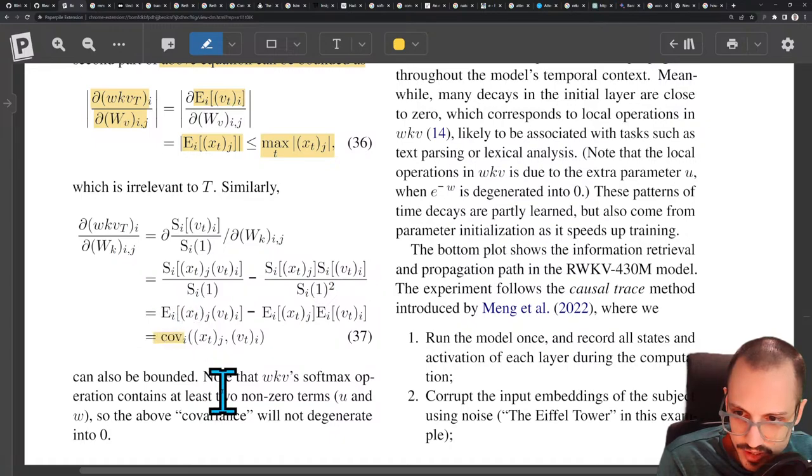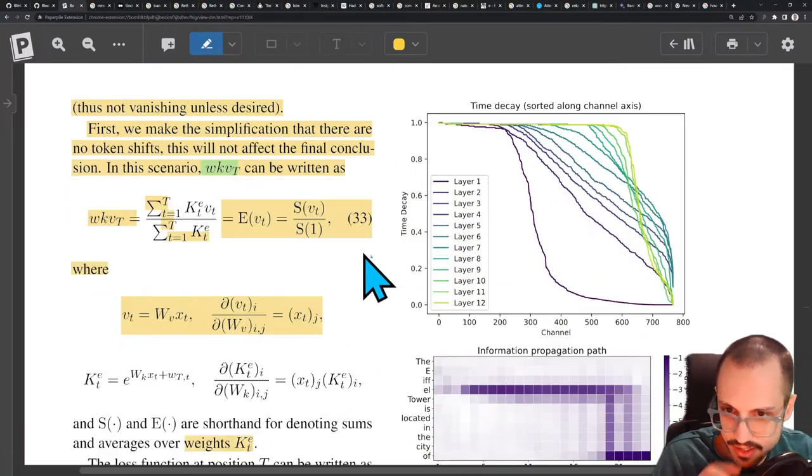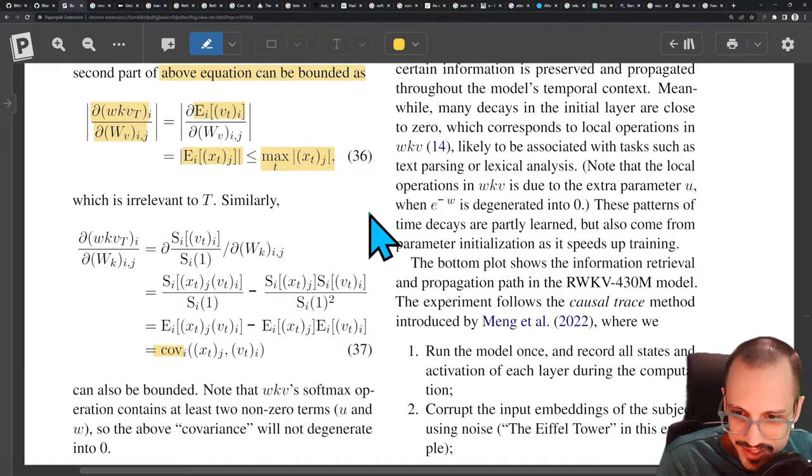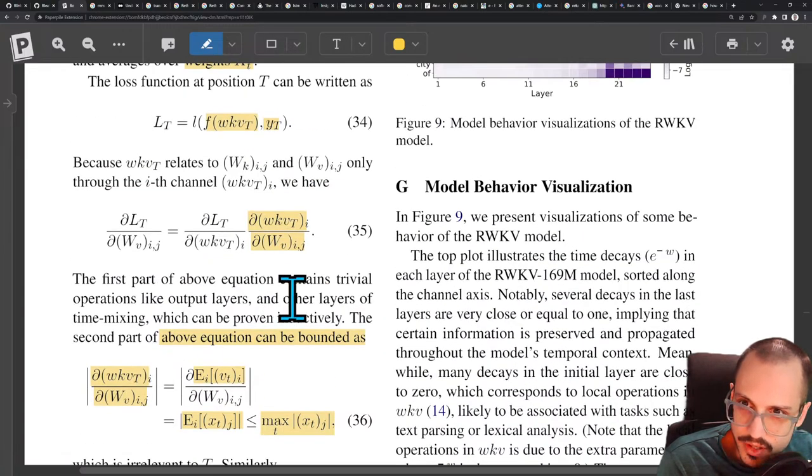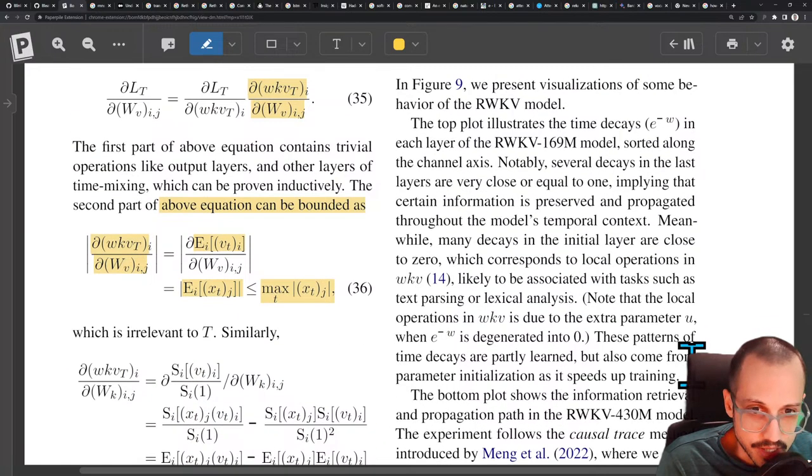This is the covariance, I think. Yeah, here's covariance. Oh my god, the highlighting is just so bad. Note that WKV softmax contains at least two non-zero terms, U and W, so the above covariance will not degenerate into zero. Okay, where is the U? I don't see a U in this, but they're basically saying that U and W are non-zero, so therefore this covariance will not become zero.